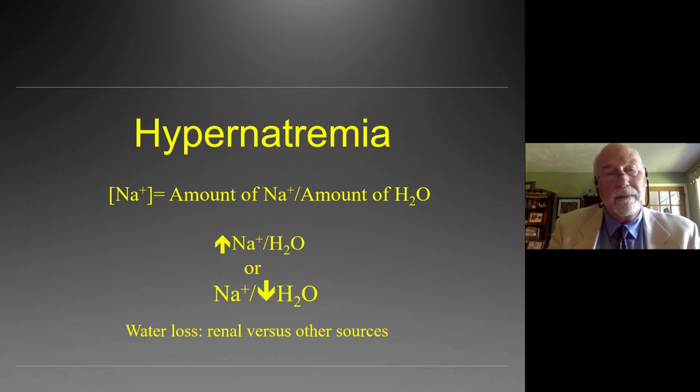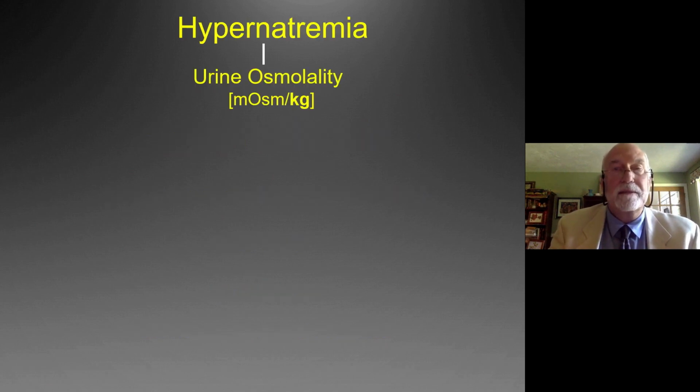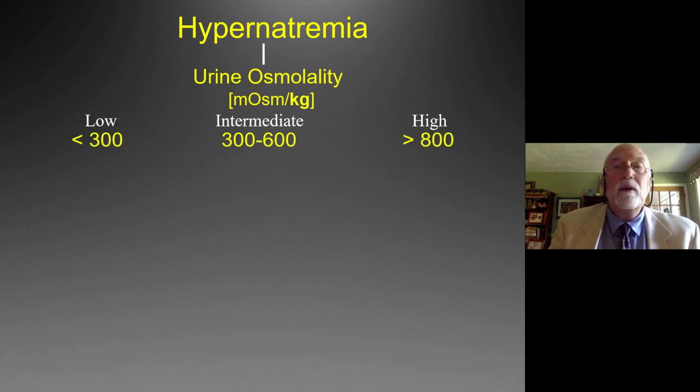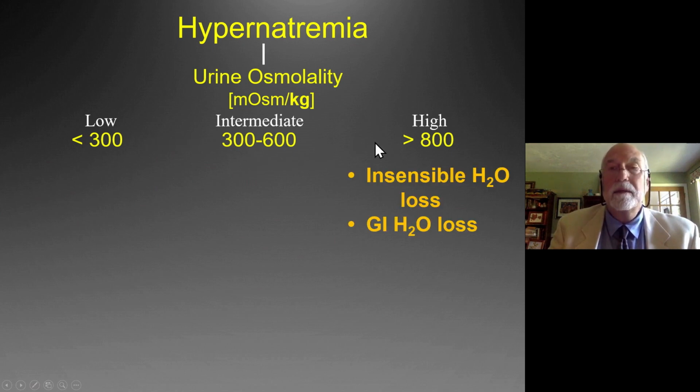So if we're talking about water losses, then we want to consider whether these are happening through a renal mechanism or through other sources, such as the GI tract. So when approaching a patient with hypernatremia, it's useful to start with the urine osmolality, measured in milliosms per kilo, as this will provide a framework for approaching patients with an elevated sodium concentration. We can divide it into 3 broad categories: low osmolality, intermediate, and high.